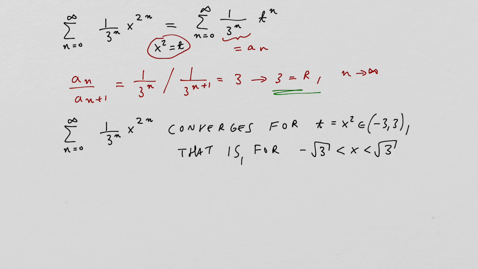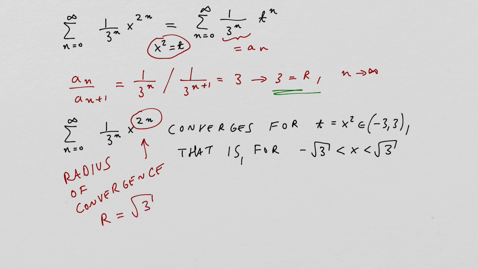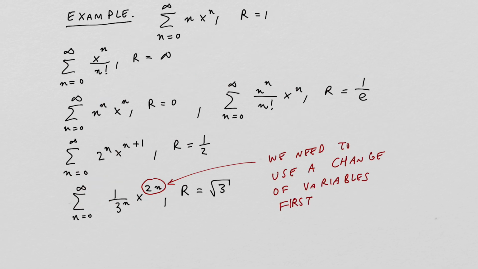So because in this series we have this non-standard power, its radius of convergence had to be calculated a little bit more accurately, and it is equal to square root of 3. So here are our examples about the radius of convergence.